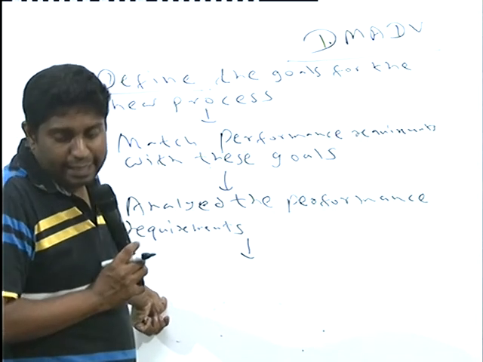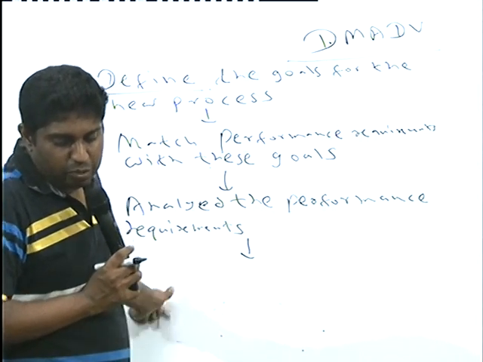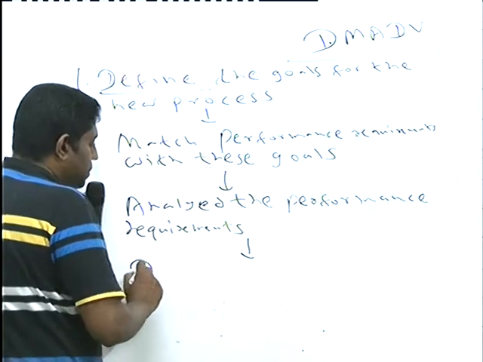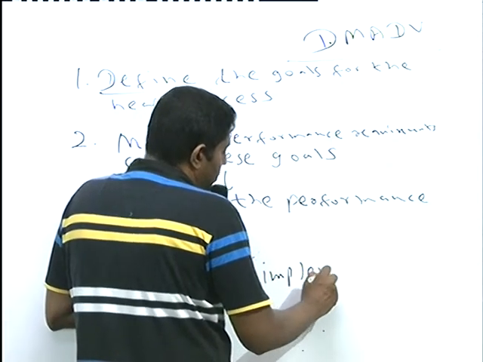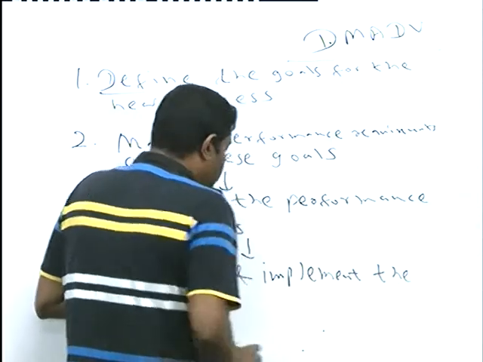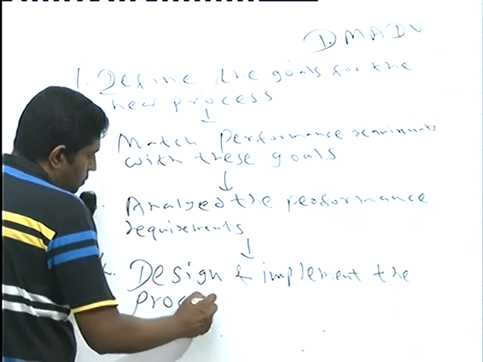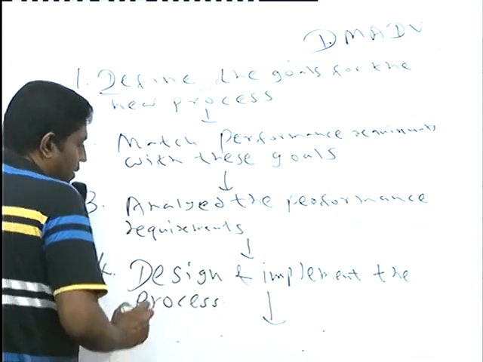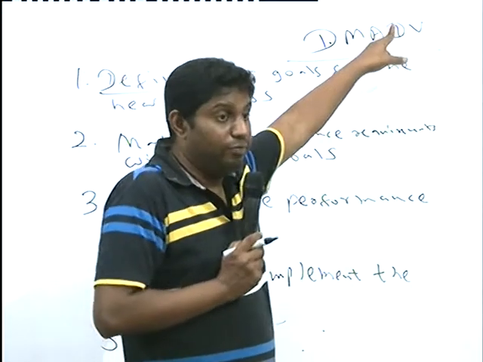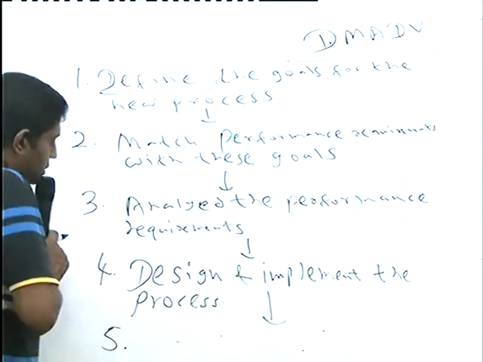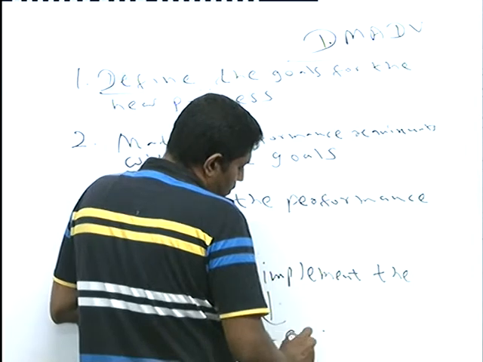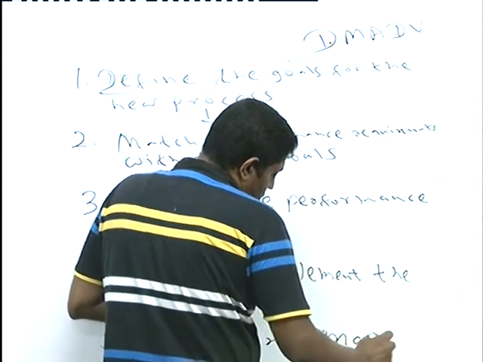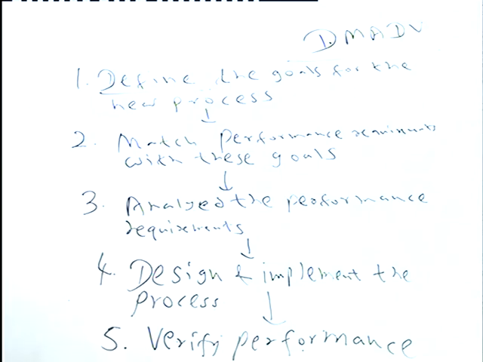D, design and implement the process. Number 5, what is the word? We know: verify performance.